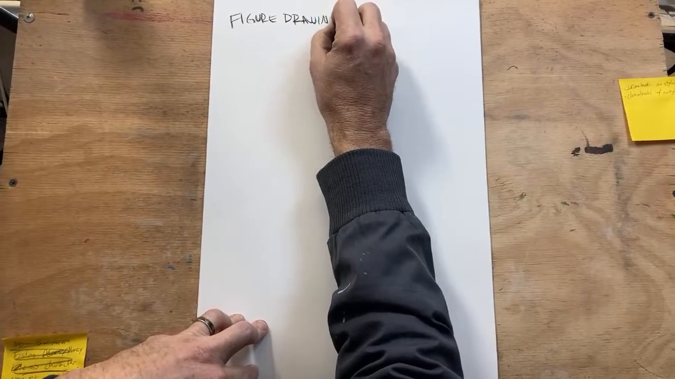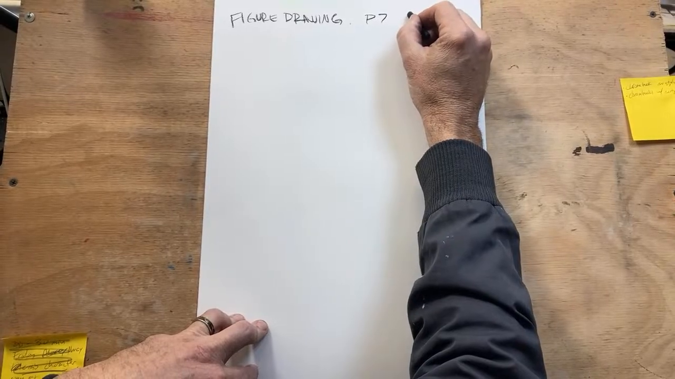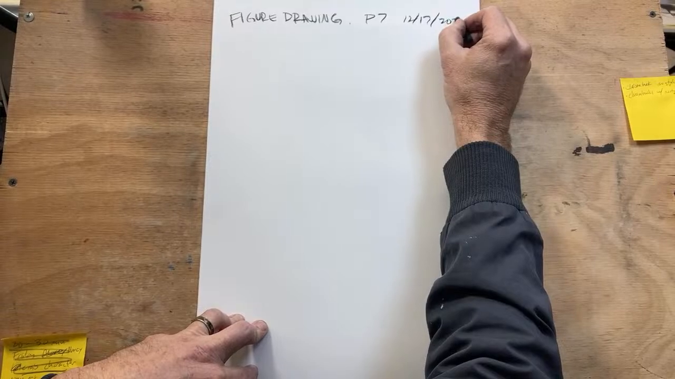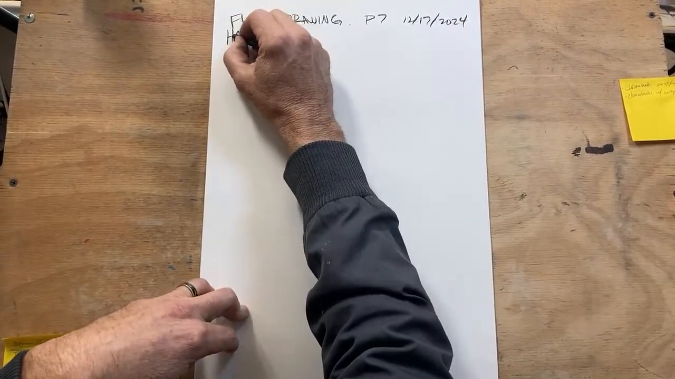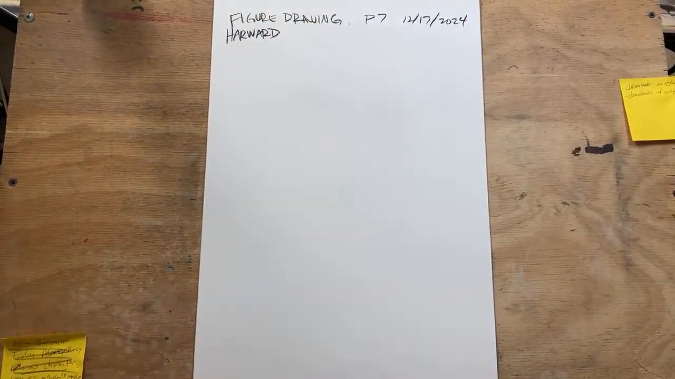Let's write. Figure drawing, period 7, 12, 17, 20, 24. Okay, there we go. Put your last name on there, okay, your last name.